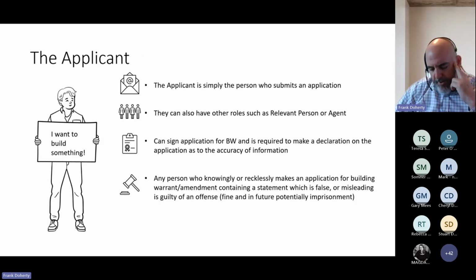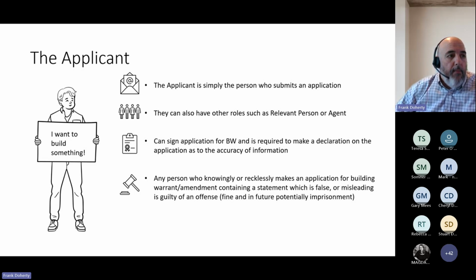So the first person is the applicant. The applicant currently can be anybody that submits a building warrant application. They don't have to own a building. They don't have to have any relationship to a building, but they can submit an application for it. They can also have other roles, so the applicant can also be the relevant person, could be the owner, could be the architect, agent, engineer, could be anybody really.